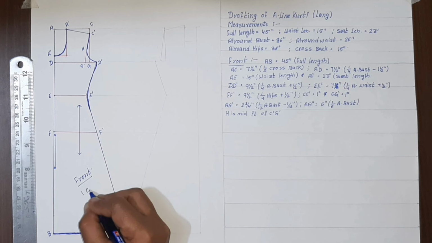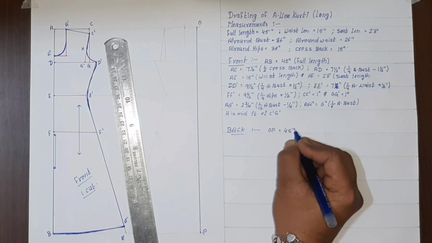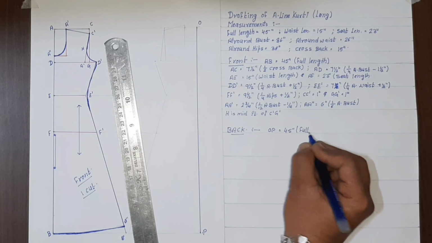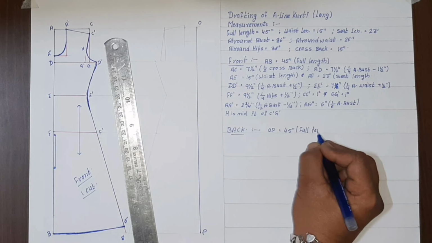Now let's work with the back. Back is as simple as the front. Here we'll mark a line on fold OP, where OP is equal to AB, that is 45 inches. That means the full length, right? Now we'll mark a point Q, as OQ is equal to 7.5 inches, half of the cross back.